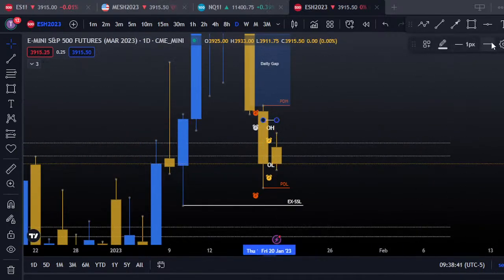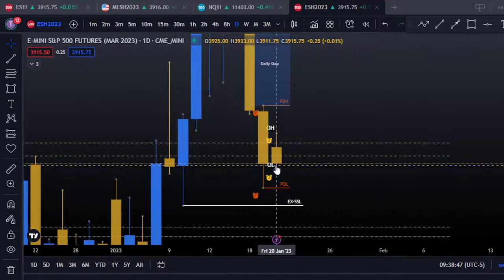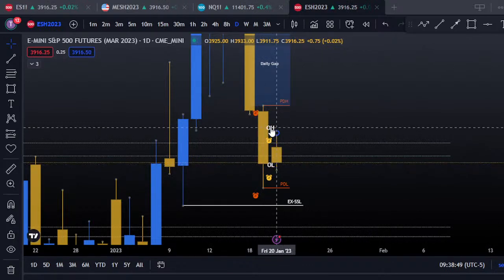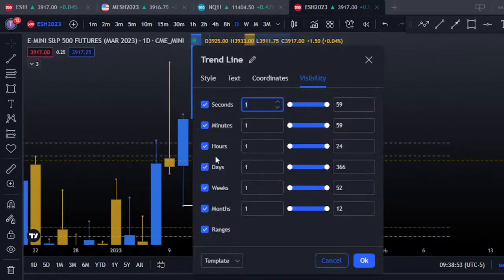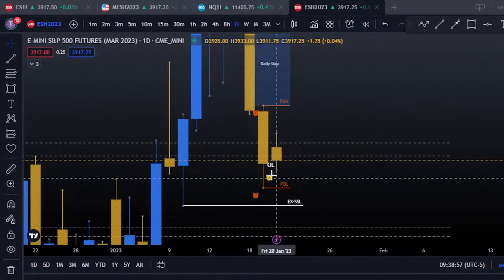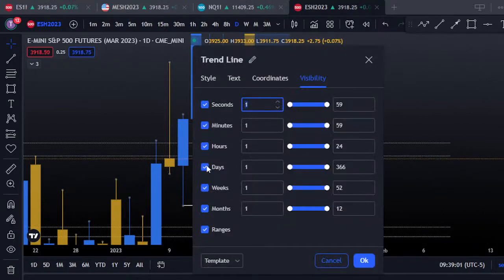Yeah, so I need to make some of these things not visible on the daily because I don't like my chart to look all crazy, man. Not when I'm looking at the daily. So let me just fix that.